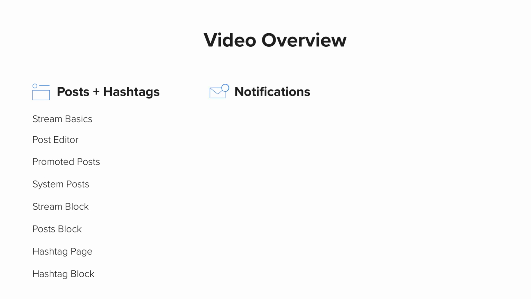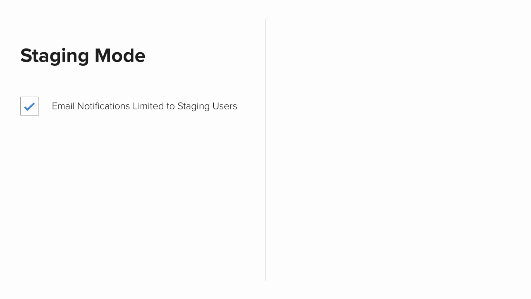Now we'll move on to notifications and start with email notifications and managing email preferences. But before we do that, we'll need to touch briefly on staging mode. When you first start working in your Synthesis 6 environment, you'll be in staging mode. So what does that mean for notifications?